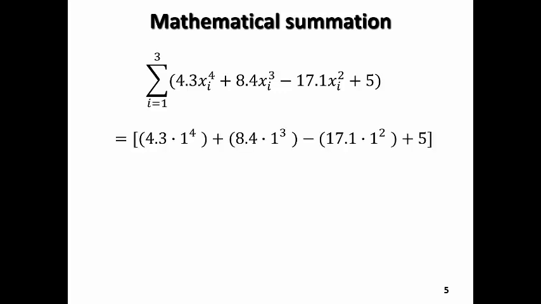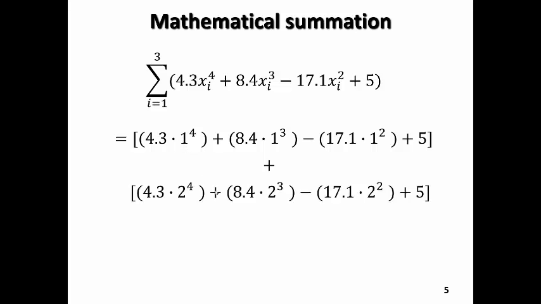Okay, so starting up the video once again, we substitute the 1, so we have 4.3 times 1 raised to the power of 4 plus 8.4 times 1 raised to the power of 3, subtract 17.1 times 1 raised to the power of 2 plus 5. We then add that entire quantity, so note that I bring in square brackets to contain all of these terms together before adding it to the next term.